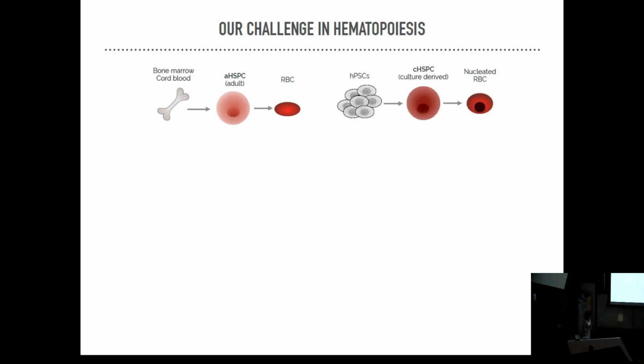But if you do this from human pluripotent stem cells, like iPS or ES, you generate progenitor cells in culture, and what you get is this. So you get nucleated red blood cells. And those cells are very much like the red cells that are in the embryo, because early in the embryo, your red cells were not nucleated, like these ones.